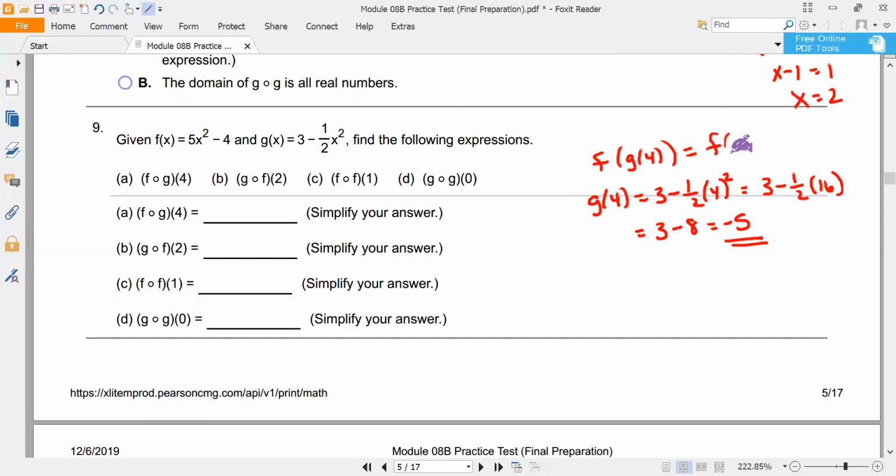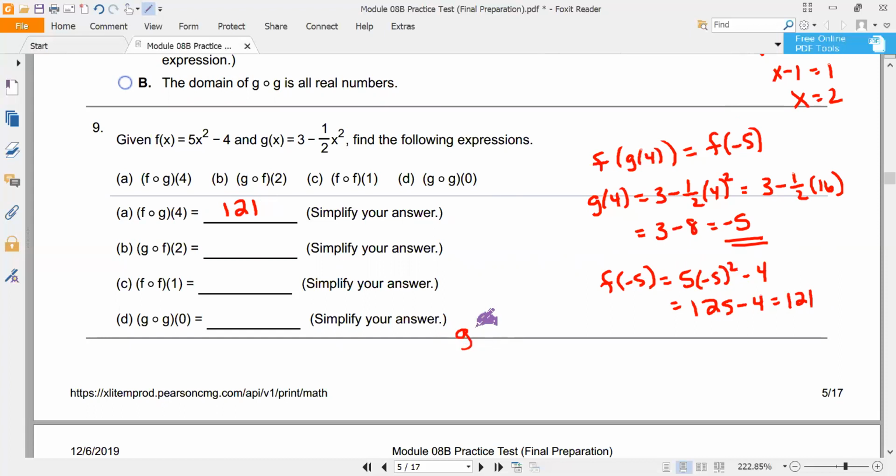This answer goes in for g of 4. So now we're doing f of negative 5. So come down here, f of negative 5 is 5 times negative 5 squared minus 4. 5 squared is 25 times 5 is 125 minus 4. So that's 121 for that first blank. Okay, now we're going to do g of f of 2.